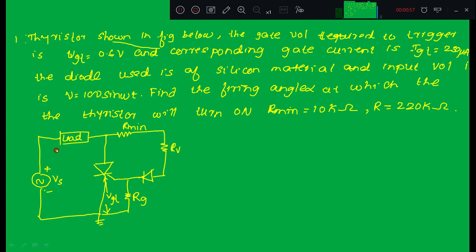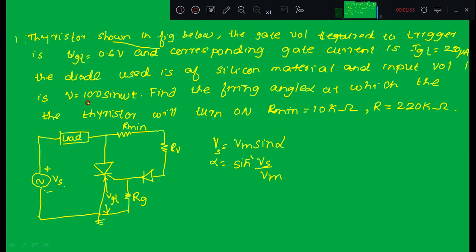Now we'll solve this problem. We have to find the firing angle alpha. Vs is equal to Vm sin alpha, so alpha is sine inverse of Vs by Vm. This is the formula we need to find alpha. Here the voltage is V, or I have taken it as Vs.